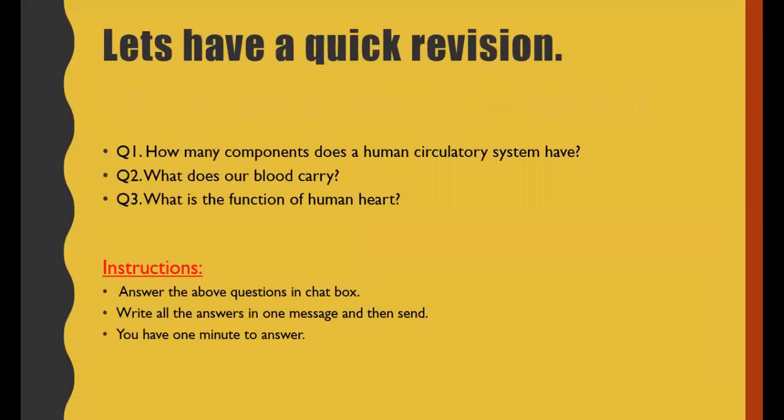Before jumping to the next slide, let's have a quick revision. You need to answer all these three questions. First question: how many components do we have in our blood circulatory system? Second, what does our blood carry? Third, what is the function of the human heart?